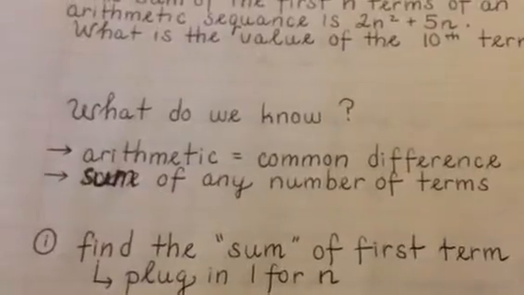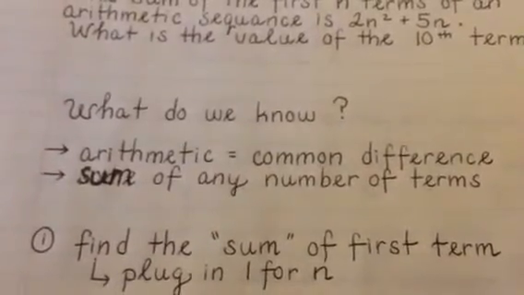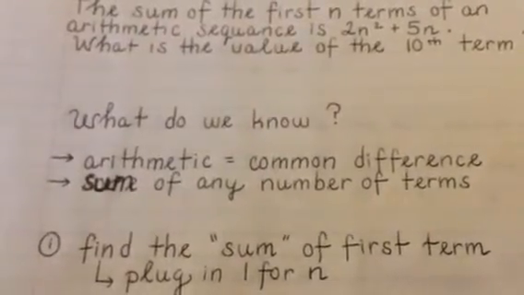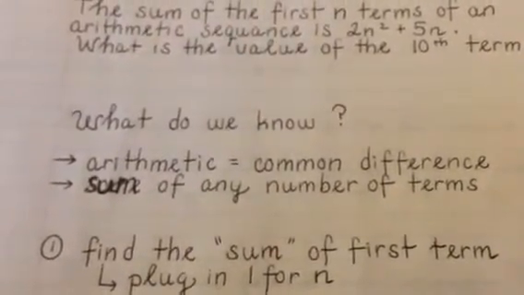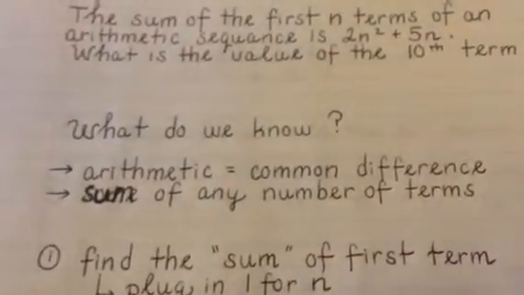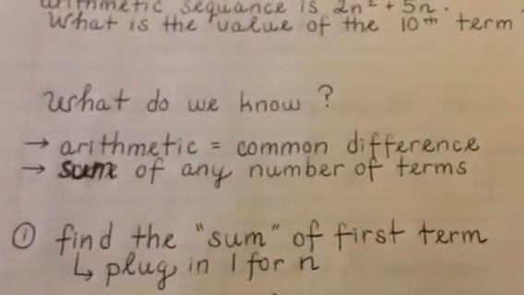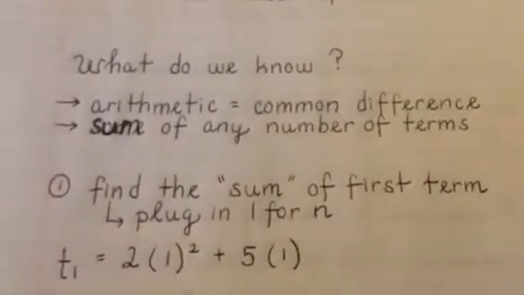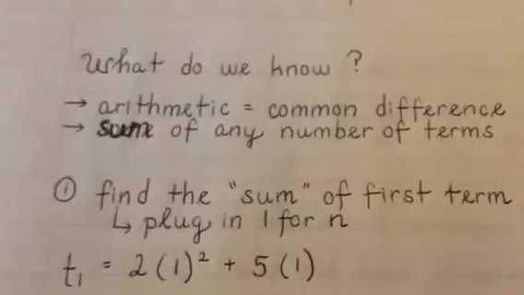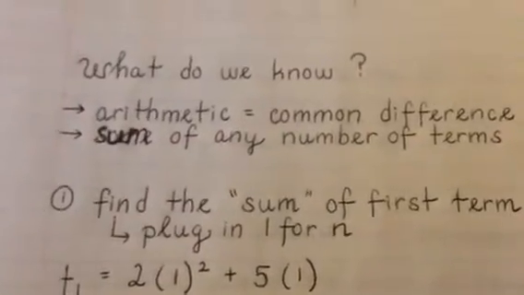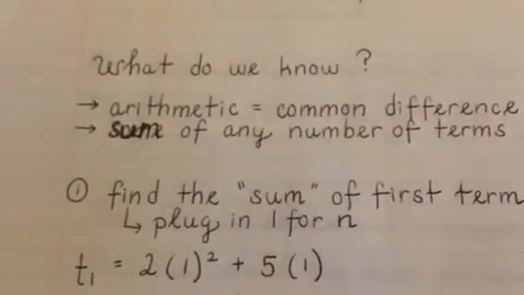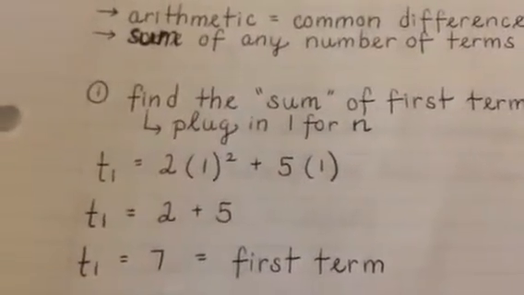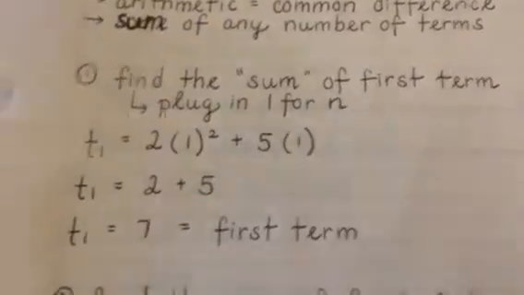So what we need to do first to solve this problem is find the sum, quote unquote, of the first term. By doing that, we will find the value of the first term, so we can move on from there. So what I did was I plugged in 1 for n because it's the first term. So t1 equals 2 times 1 squared plus 5 times 1. And when we solve that, we get the first term equals 7.